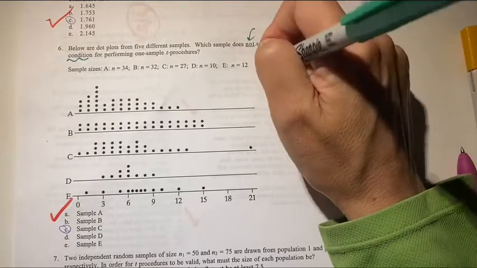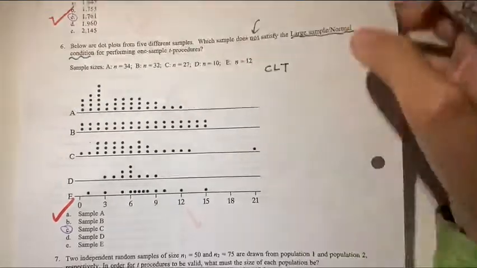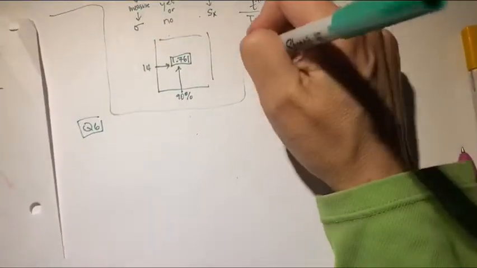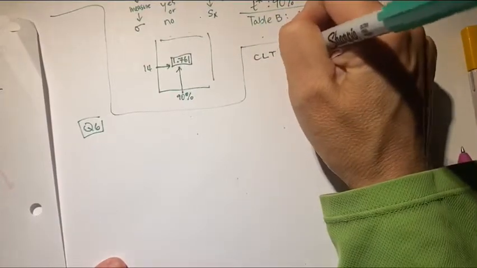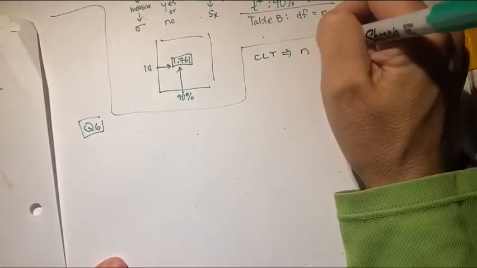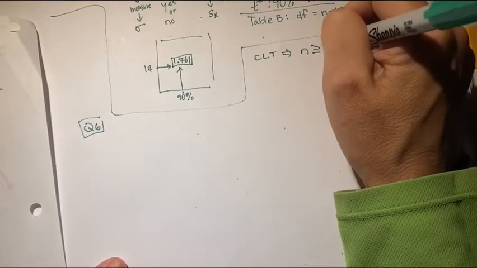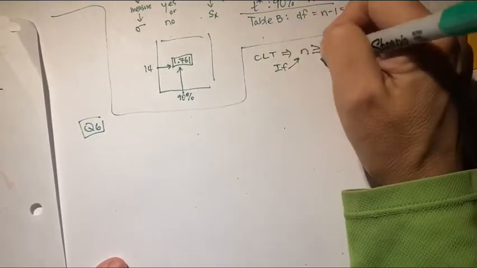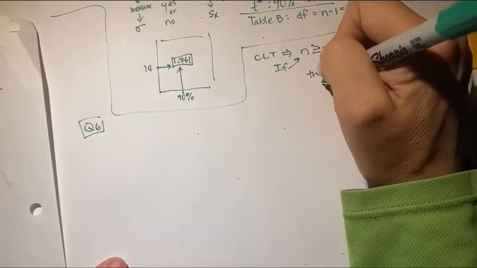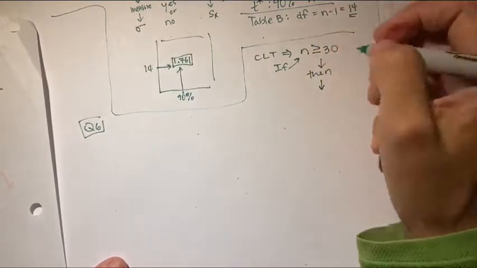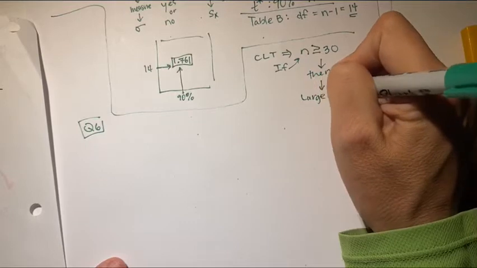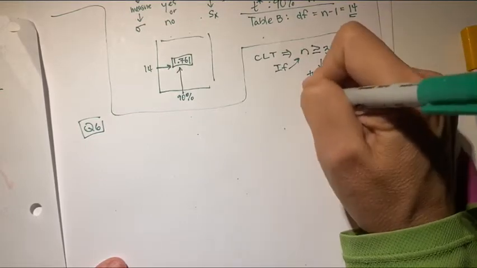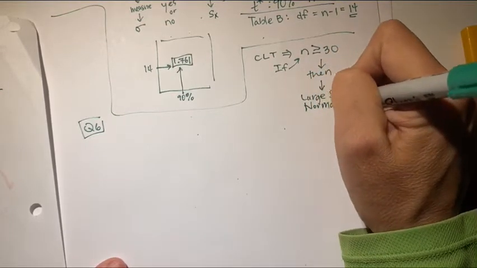So the central limit theorem, I better write that on this one. The central limit theorem states, if n is greater than or equal to 30, then the large sample normal condition is satisfied.